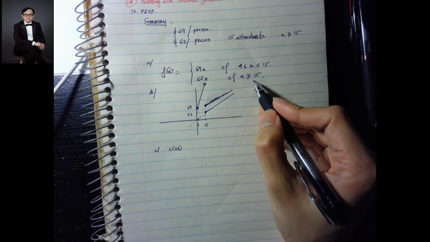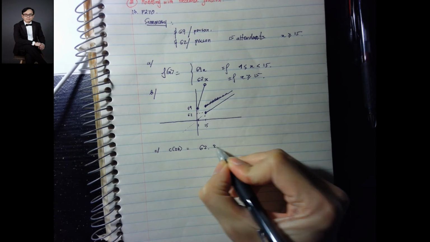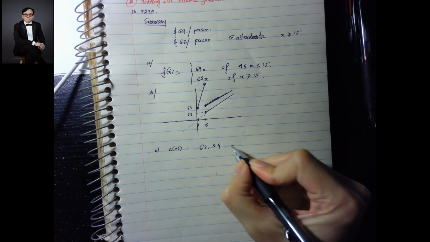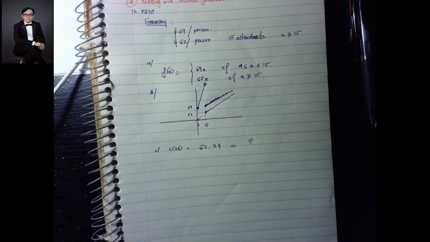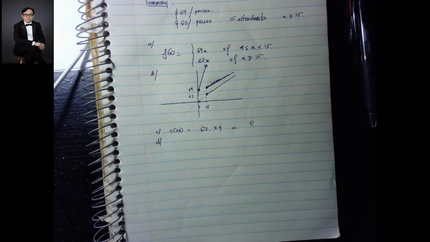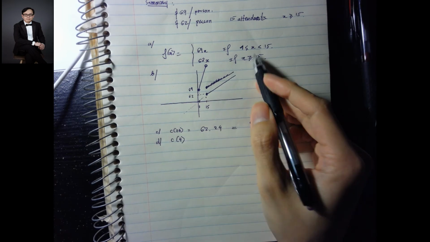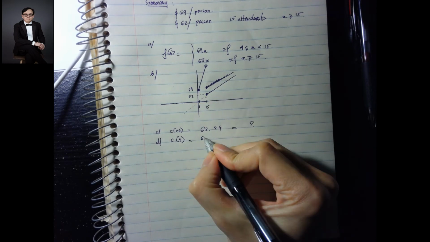We get the price. Part D. C of 4. 4 is less than 15, so I have to use 69 because if it is just 4 people, then the price is still $69 per person. So 69 times 4 will be whatever it is. Okay.